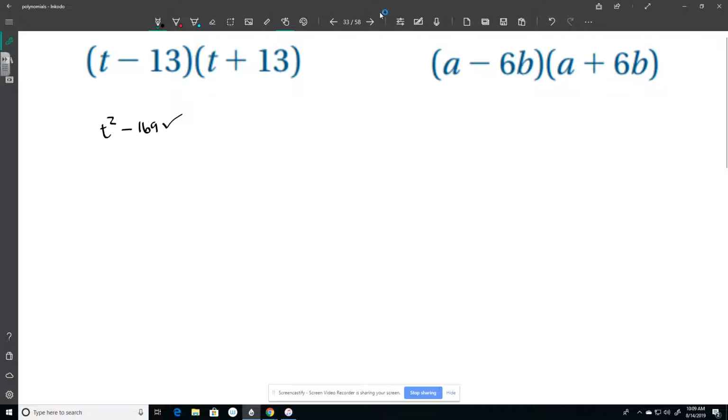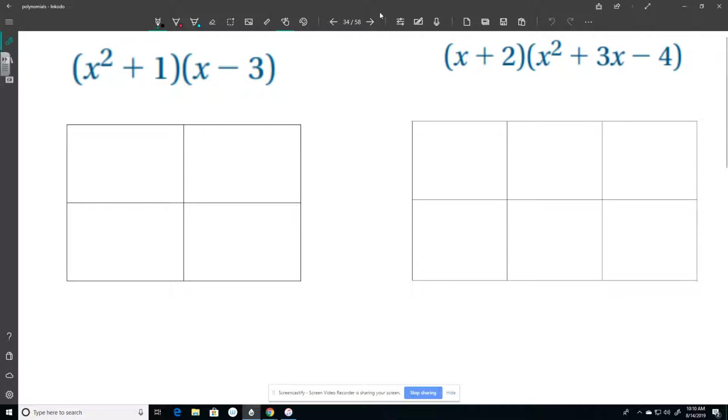That's my answer. This one, same thing. A minus 6b and a plus 6b. I just square the first one, a squared, minus, and I square the second one. So 36b squared. And that would be my answer. If you don't remember the shortcut, go ahead and FOIL it, and you're going to end up with the same answer.